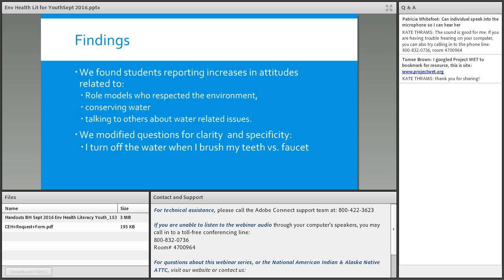One thing we realized after that first summer camp was that some of our questions needed to be modified for clarity and specificity. So, for example, "I turn off the water when I brush my teeth" versus talking about turning off the faucet.